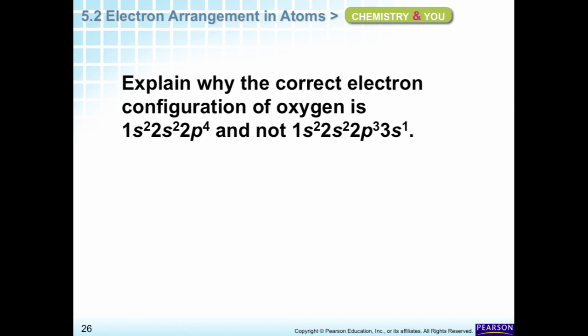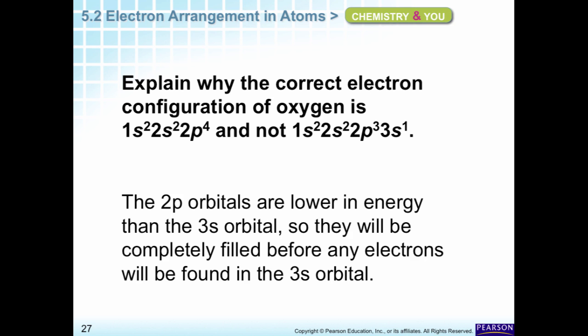Okay, which one is the correct electron configuration of oxygen? Is it 1s2, 2s2, 2p4? Or why is it not 1s2, 2s2, 2p3, 3s1? Because we're spreading them out. And I kind of gave you the answer to that. The 2p orbitals are lower in energy than 3s orbitals, so it has to fill up all the p's before it can move up to the 3s. All right, that's the Aufbau principle.